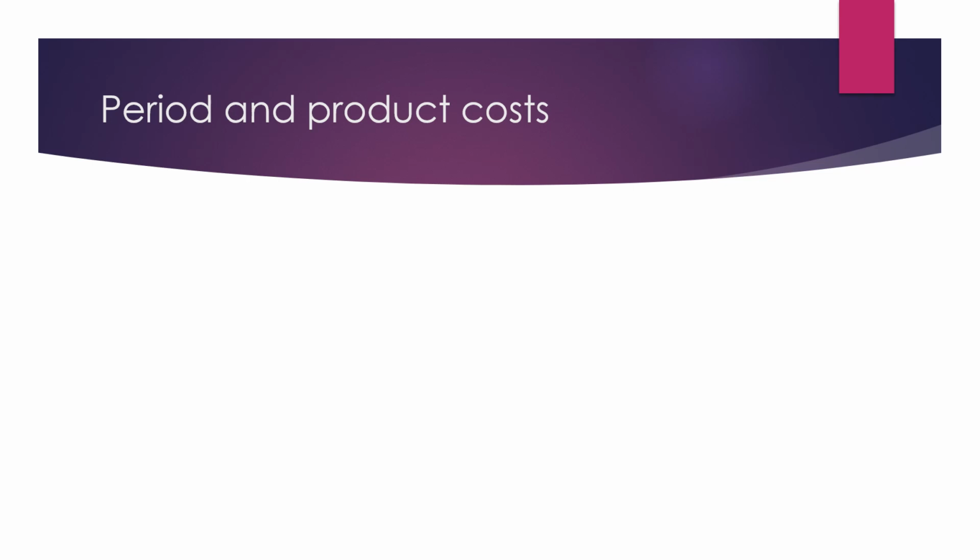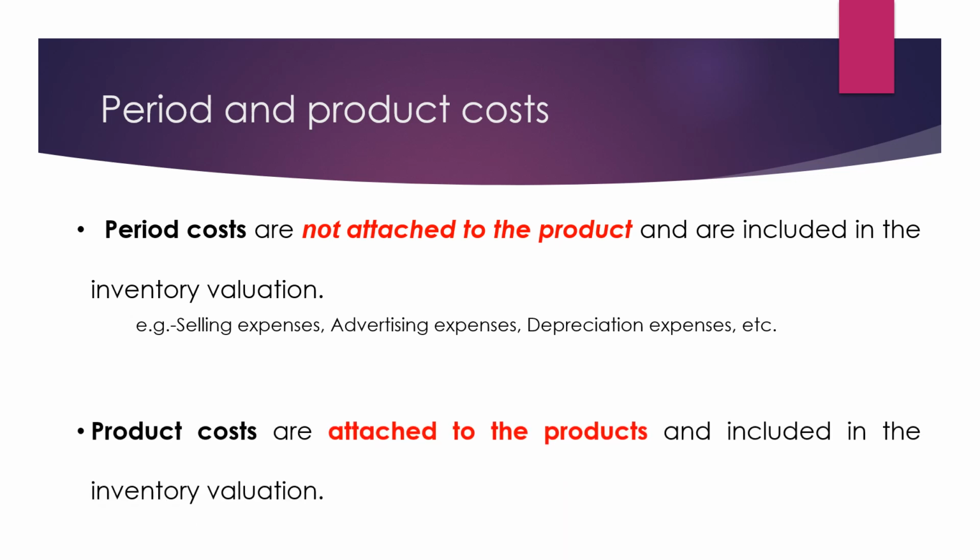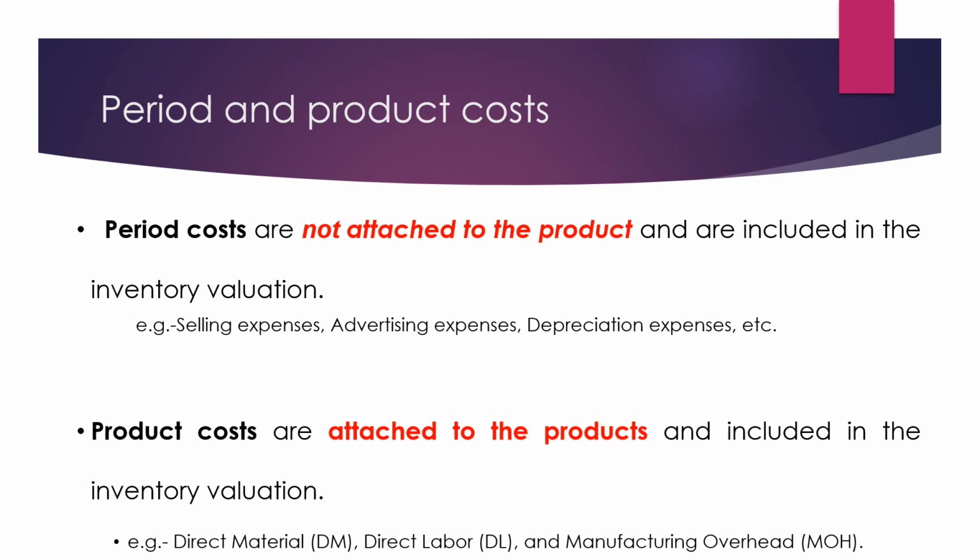Let's see the difference between the period and product cost. Period costs are not attached to the product and are not included in the inventory valuation, such as selling expenses, advertising expenses, depreciation expenses, etc. Product costs are costs that are attached to the product and included in the stock, such as direct material, direct labor, and manufacturing overhead.